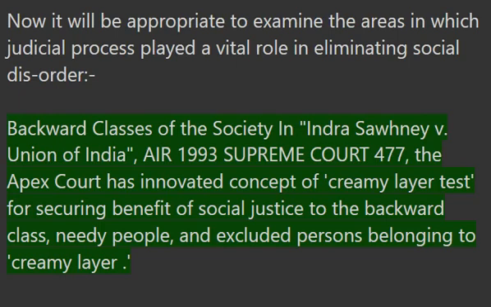Backward classes of the society: in Indra Sawhney v. Union of India, AIR 1993 Supreme Court 477, the Apex Court has innovated the concept of the creamy layer test for securing the benefit of social justice to the backward class, needy people, and excluded persons belonging to the creamy layer.